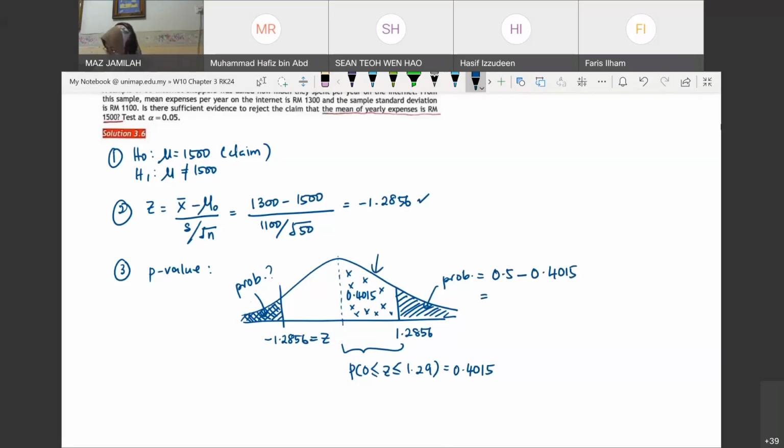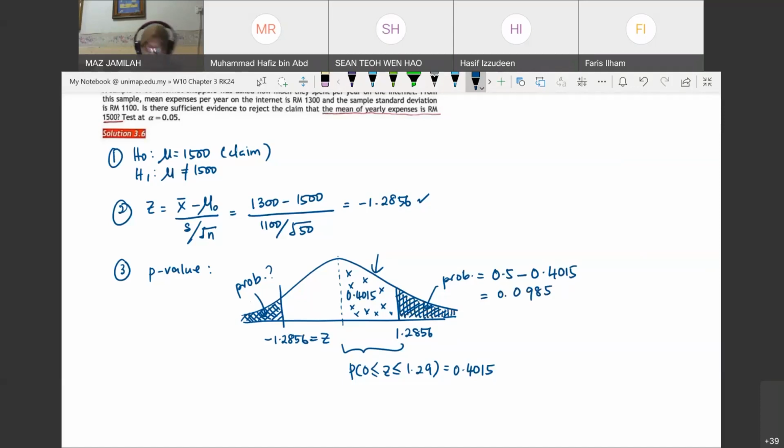Can someone calculate? So you will get 0.0985. Okay, now 0.0985 is reflecting what we call the probability here. This is the probability of the shaded area.